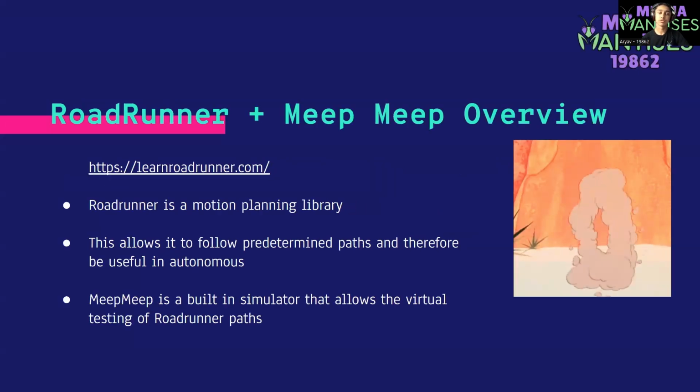Now I'll be talking about Roadrunner, which is an open source library that our team found very useful in the past 3 years. Roadrunner is a motion planning library that can be used for odometry to follow predetermined paths. Roadrunner is extremely useful as it allows you to create complicated splines that can be followed accurately and quickly, especially if there are a lot of obstacles on the playing field. There is also a built-in simulator called MeetMeep that can allow online visualization of these Roadrunner paths before you test it on a physical robot.